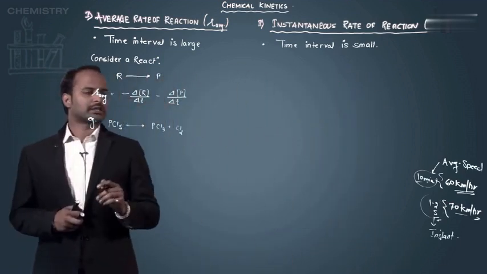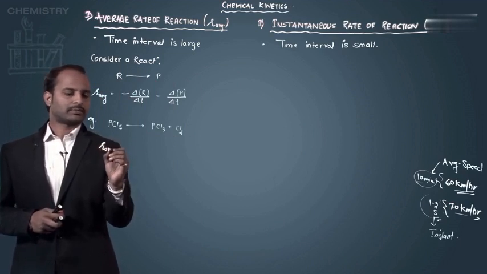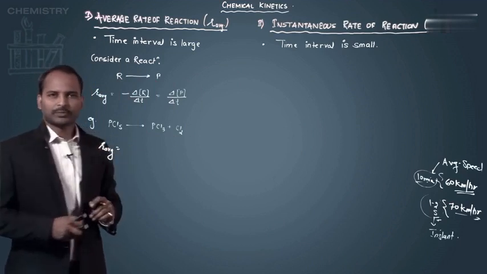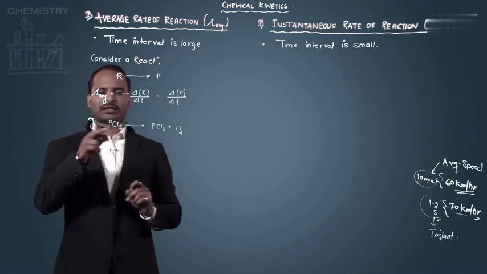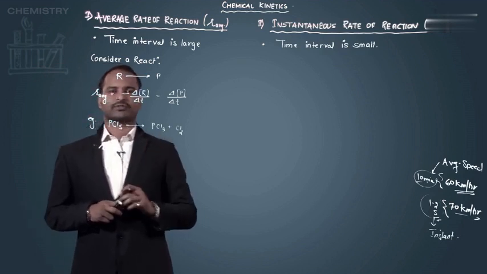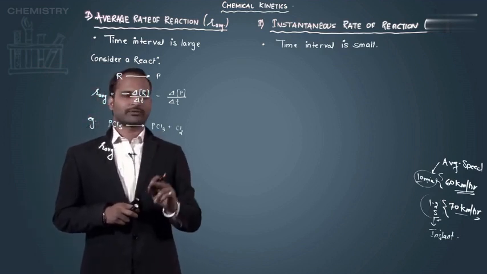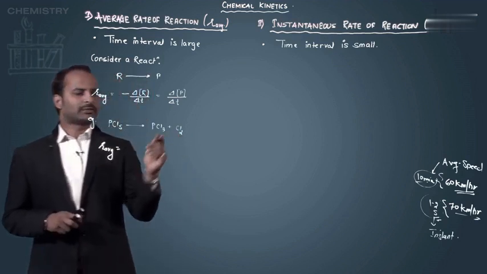PCl5 gives PCl3 plus chlorine. I wanted to know the average rate of this reaction. So R average. Suppose during the reaction, if I measure the concentration of PCl5, then I will calculate the rate of reaction in terms of PCl5. If I measure the concentration of PCl3, I will calculate with the help of this concentration, and if I measure chlorine, then I will write the formula in terms of chlorine.